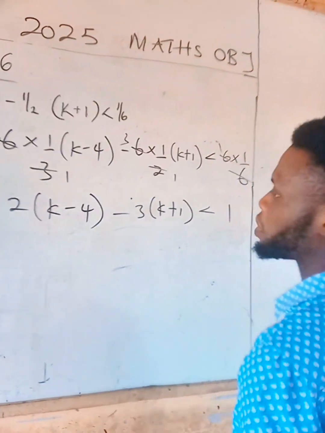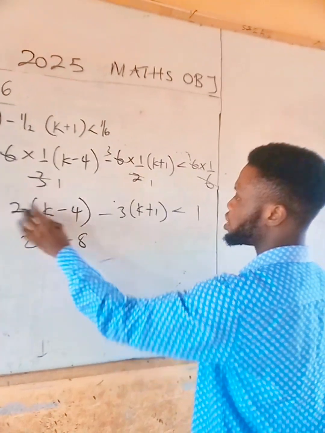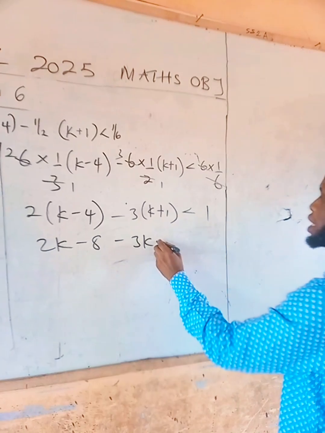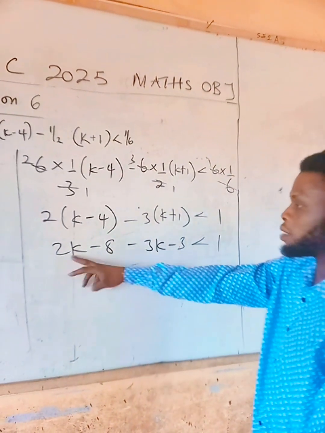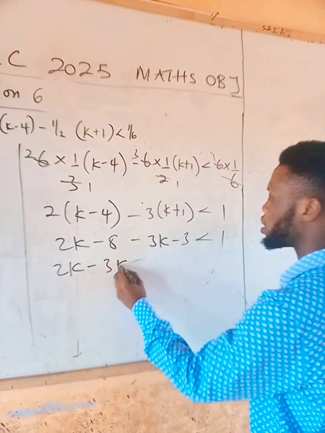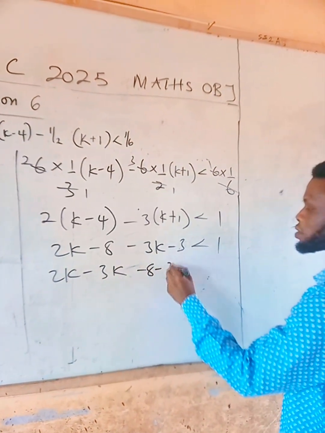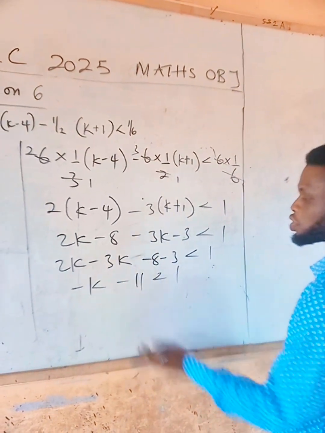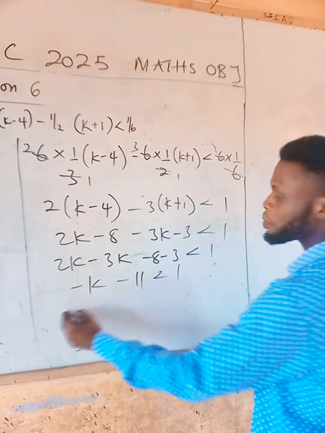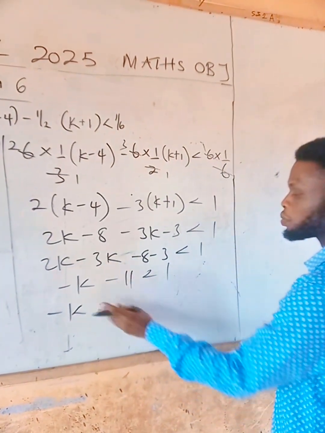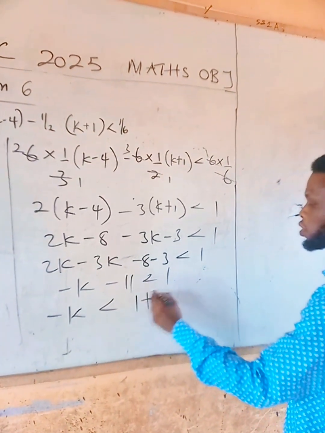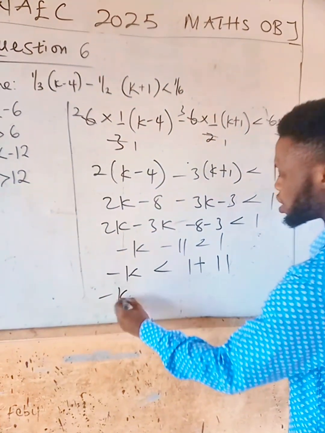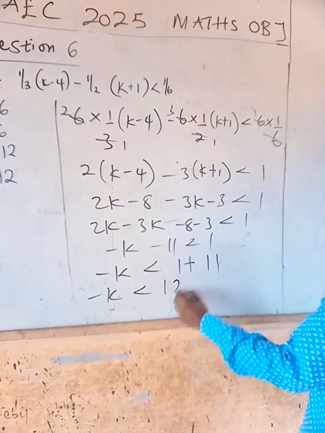So let's expand. Open the bracket. 2 times k is 2k, 2 times minus 4 is minus 8, minus 3k minus 3 is less than 1. Collecting like terms, we have 2k minus 3k, minus 8 minus 3, is less than 1. This is minus k minus 11 is less than 1. So we transfer this minus 11 to the other side. So we have minus k is less than 1 plus 11. If negative is coming to this side, it changes to positive. So minus k is less than 12.